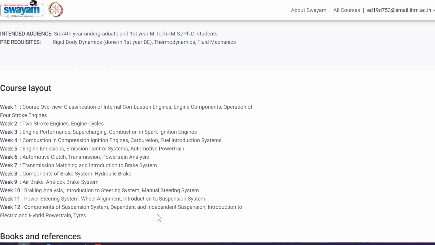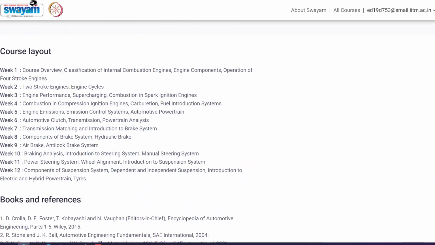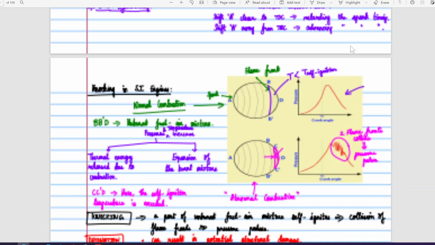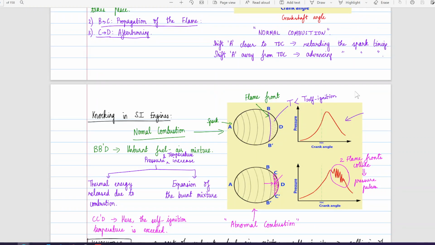Sir, still it's not clear. If you increase the compression ratio, the temperature is going to be increased. So it's going to self-ignite by its own temperature. No, it won't. After the burning also, if you apply the spark, there is no use of that only now. So how will this happen?